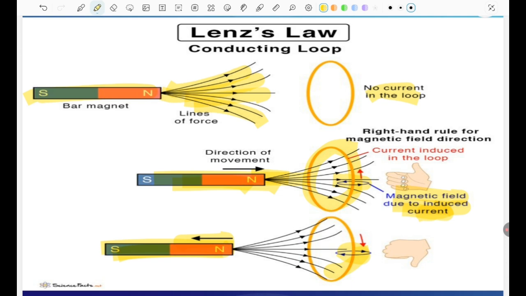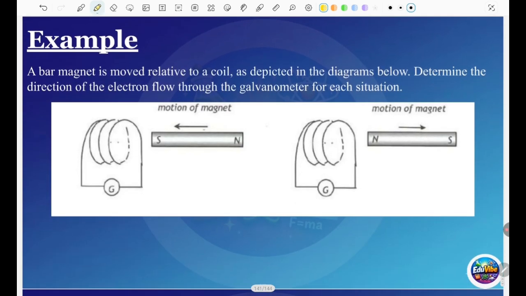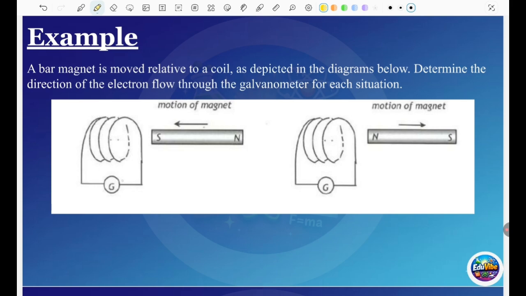So the magnetic and electrical effects both combine and produce the induced current in the loop or the wire. That's the connecting idea for Lenz's law. You get these types of questions, like, as I told you, this is your galvanometer, and you have a magnet on it. You have to find the bar magnet and electrical coil, and depict the diagrams below. You have to find the direction of the electron flow through the galvanometer in each situation.